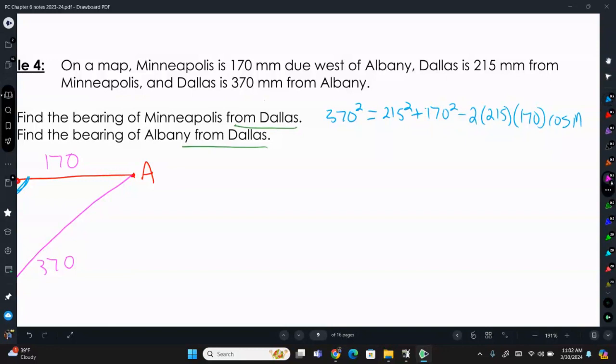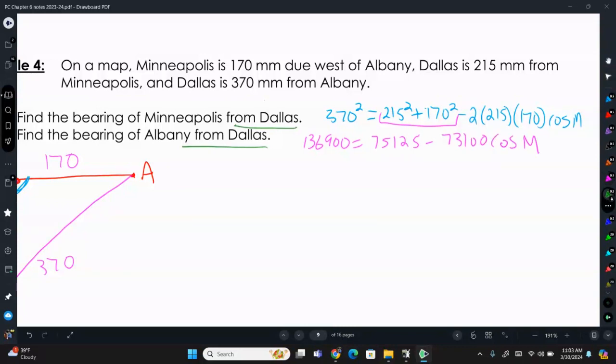So let's type this stuff into the calculator. So 370 squared is 136,900. I'm going to add those two in the calculator. That gives me 75,125 minus 2 times 215 times 170. That gives me 73,100 times the cosine of M.